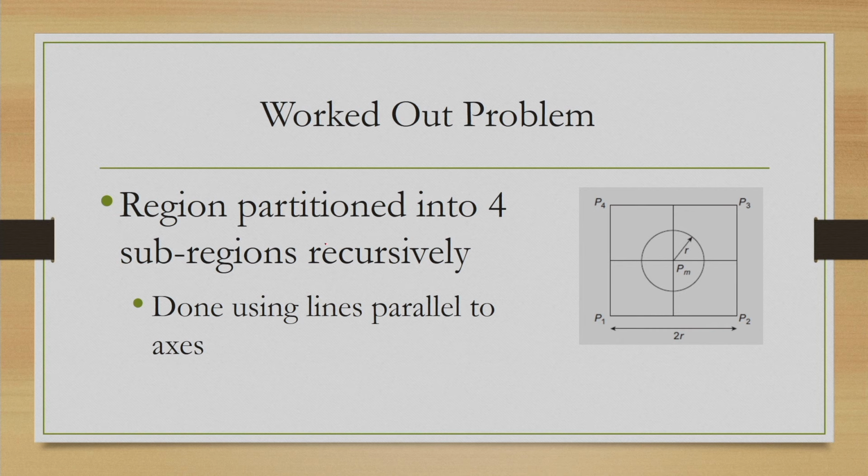So, we will partition the region into four subregions. First we divide into two subregions, then each of these two subregions we divide into further two subregions and so on. Just for simplicity we are combining these steps together here and stating that we are dividing it into four subregions. And here we are using lines parallel to the axis.